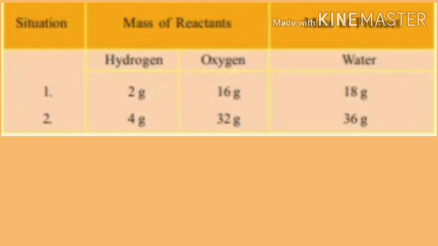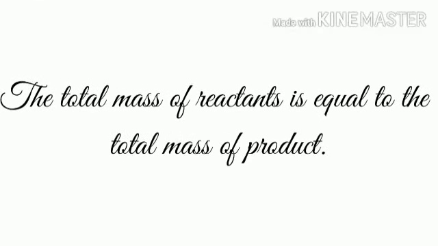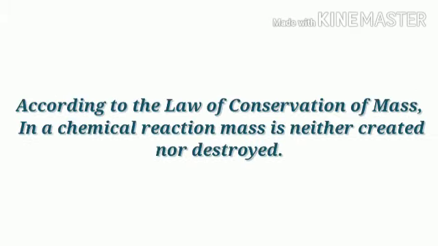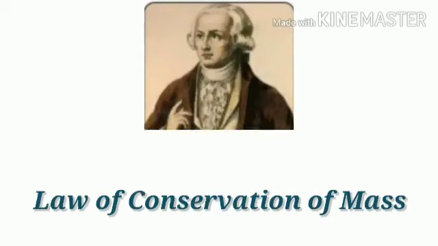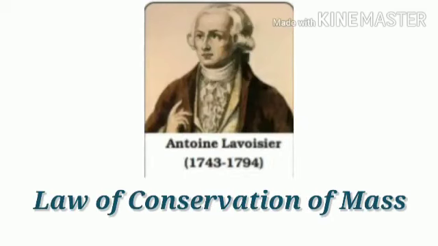Now what do you understand from this? What is the relation between the total mass of the reactants and the total mass of the product? The total mass of reactants is equal to the total mass of the product. Am I right? According to the law of conservation of mass, in a chemical reaction, mass is neither created nor destroyed. Actually, it is conserved. This law was put forward by the scientist Antoine Lavoisier.